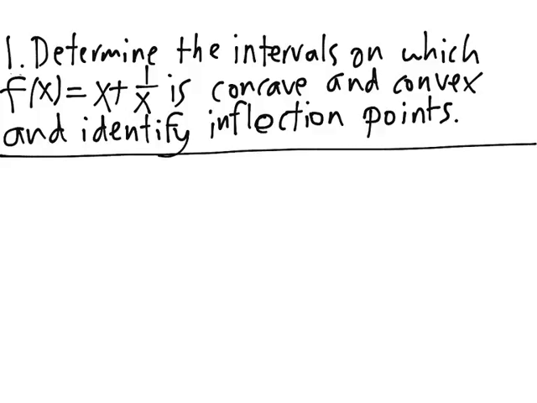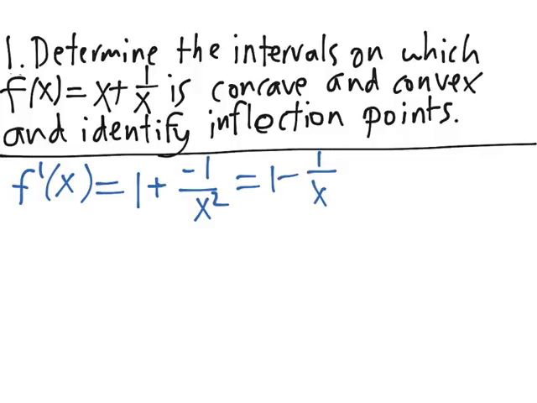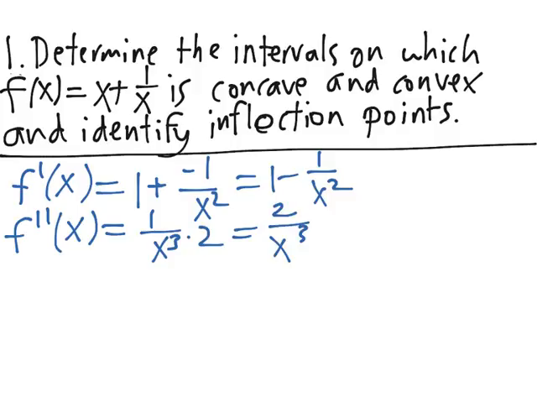derivative looks like. The first derivative is f'(x) = 1 + (-1/x²), or simply 1 - 1/x². The second derivative, f''(x), is equal to 1 over x cubed times 2, which is equal to 2/x³.